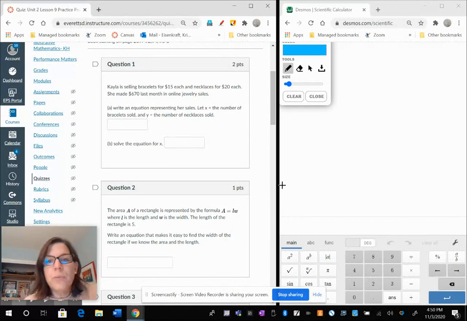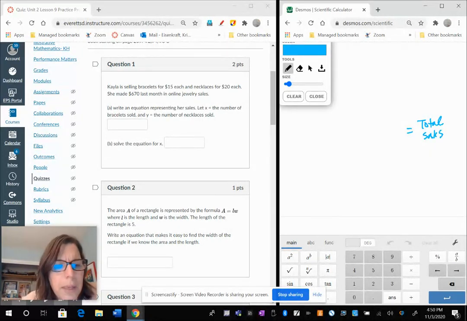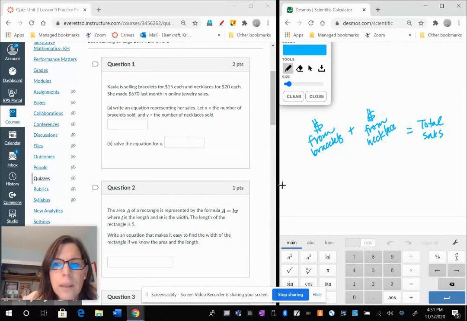Part A, everybody's favorite. Let's write an equation. So if we're going to write an equation, let's write in words what we want to know. We know she made her total sales, right? We want to say, what were those made up of? Well, her total sales were made up of all the money she made from bracelets, plus all the money she made from necklaces. So if you struggle with writing equations, first maybe just write a verbal model and then replace what you know and put variables in for things you don't know.